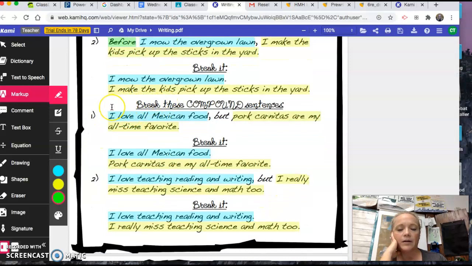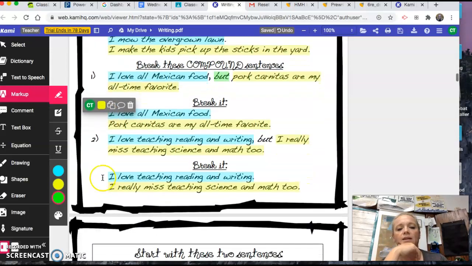And then we broke apart some compound sentences. I love all Mexican food, but pork carnitas are my all-time favorite. I have two ideas here. I love all Mexican food. Pork carnitas are my all-time favorite. I connect compound sentences with a comma conjunction. Notice, but is left out of the equation because it's a conjunction. It's not part of one of my two ideas.